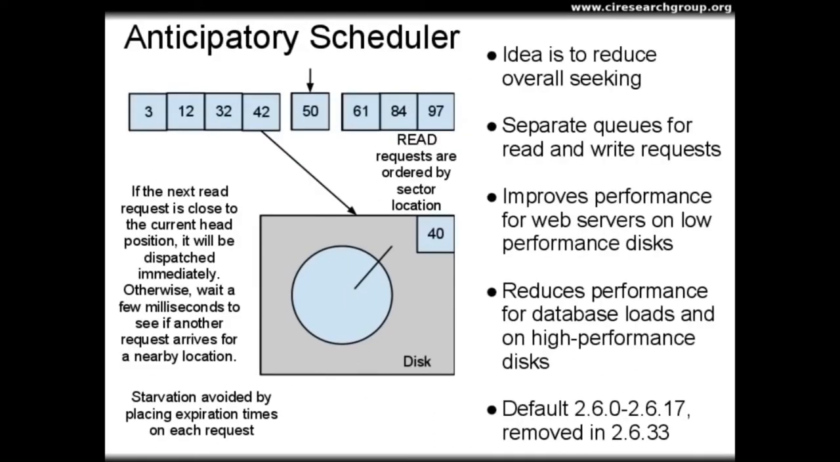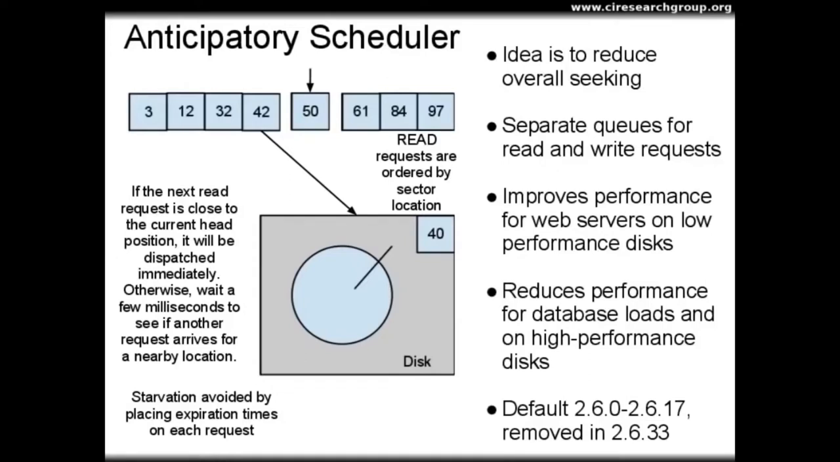In the Linux kernel, an approximation to shortest seek time first was implemented with the anticipatory scheduler. This was the default scheduler from 2.6.0 through 2.6.17. It was removed in 2.6.33 because it's obsolete. The idea behind the anticipatory scheduler was to approximate shortest seek time first by ordering only the read requests into an ordered queue, into a priority queue. If the next read request was close to the current head position, that request would be dispatched immediately. Otherwise, the scheduler would actually wait a few milliseconds to see if another request arrives for a nearby location.